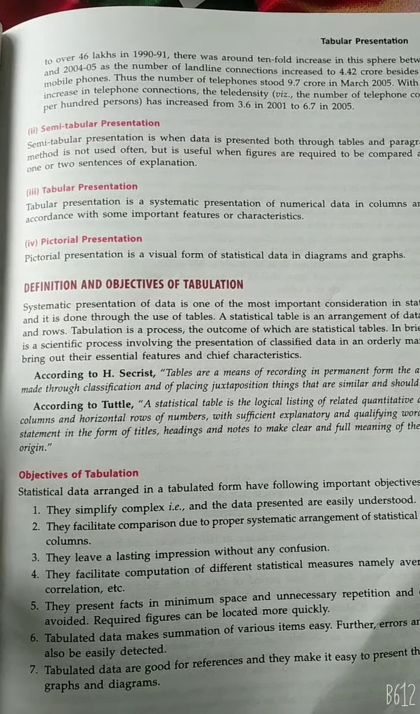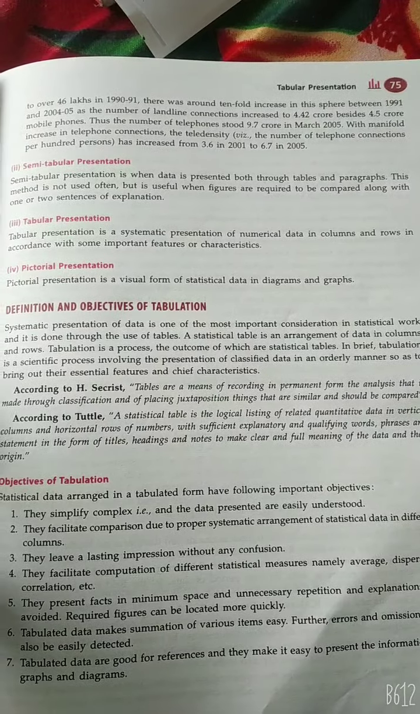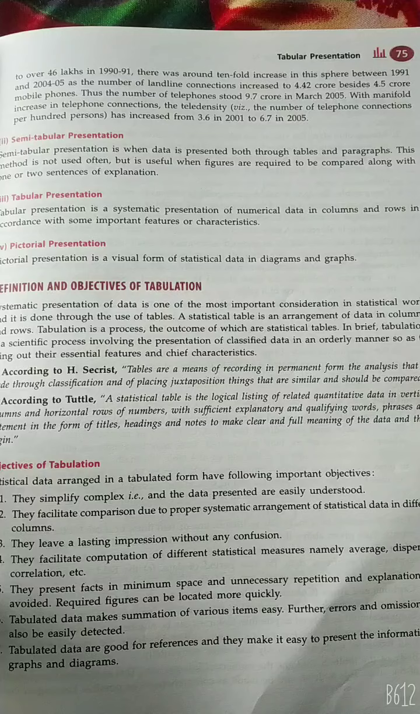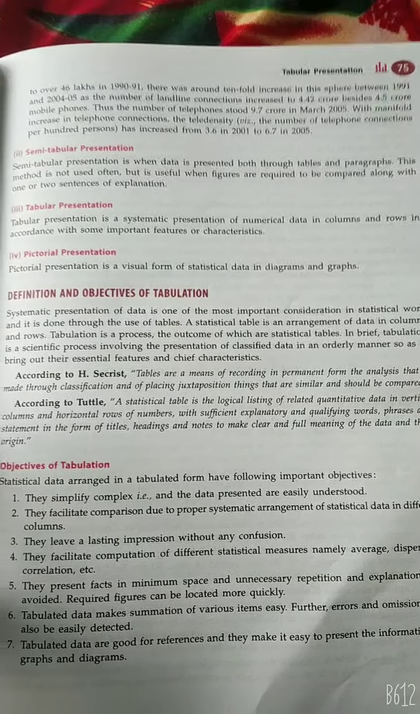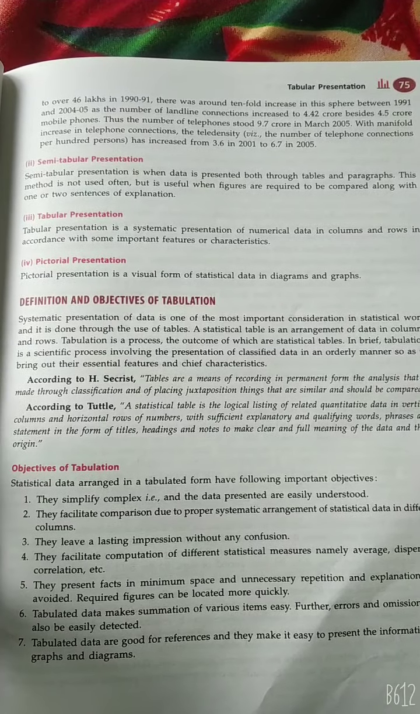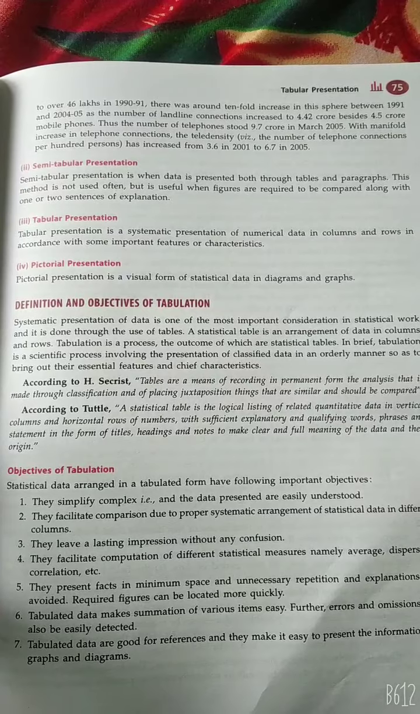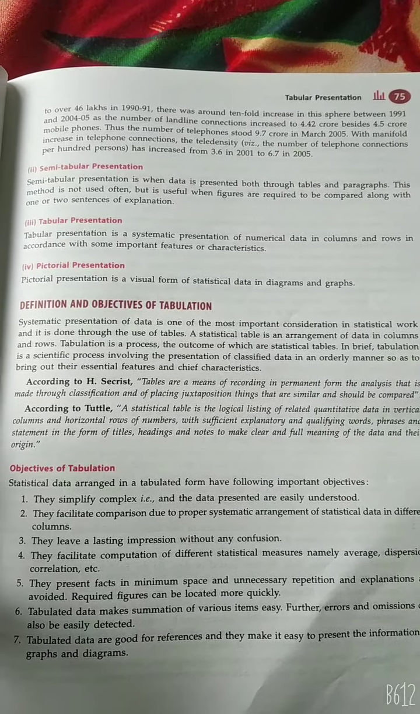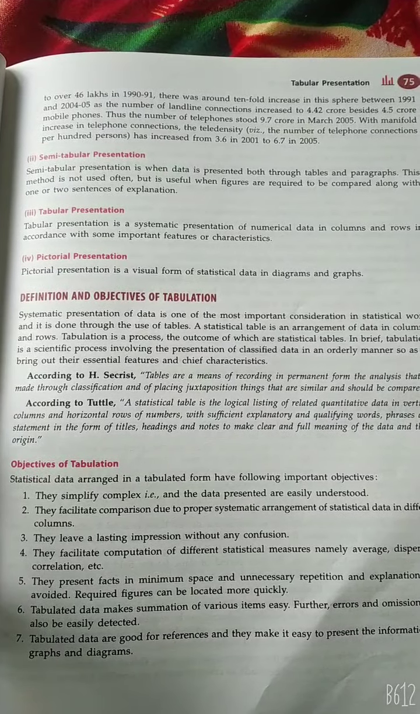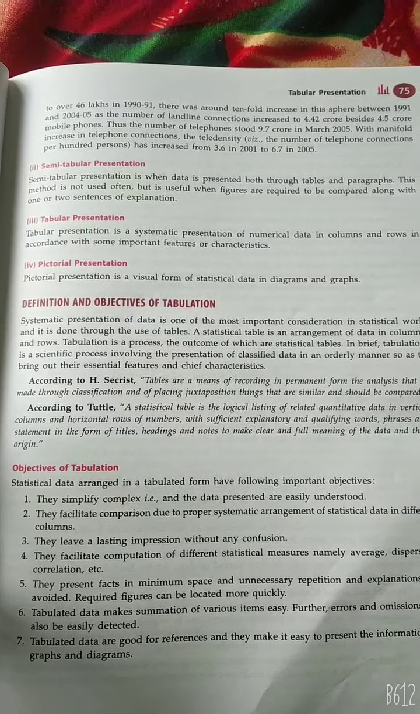Next, semi-tabular presentation. Semi-tabular presentation is when the data is presented both through a table and a paragraph. This method is not used often, but is useful when the figures are required to be compared along with one or two sentences of explanation. Third, tabular presentation. Tabular presentation is a systematic presentation of numerical data in columns and rows in accordance with some important features and characteristics. Fourth, pictorial presentation. Pictorial presentation is a visual form of statistical data in diagrams and graphs.